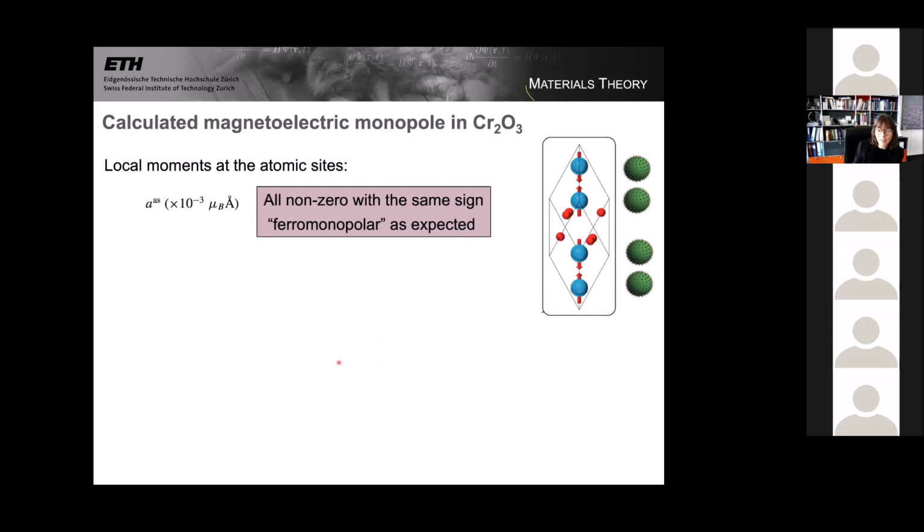We can also go and calculate the magnetoelectric multipoles with our electronic structure theory methods. We just go and calculate the distribution of the electrons in our material, and then perform the integral of the product of the magnetization density times the position within these atomic spheres. And what we find for chromium 203 is that each of the chromium atoms has a non-zero magnetoelectric monopole, also a quadrupole, and these all have the same sign. It's ferromonopolar, as we'd expect. I didn't write down the numbers here because I'm not sure that they're particularly meaningful.